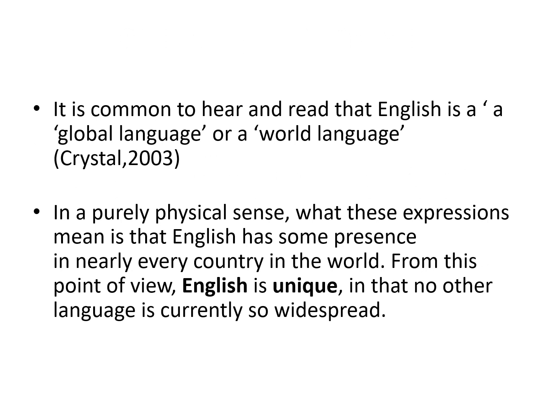It is common to hear and read that English is a global language or a world language. Crystal defines it in a purely physical sense. What these expressions mean is that English has some presence in nearly every country in the world. From this point of view, English is unique. English is omnipresent, meaning we can see it everywhere. Although this is based on the exaggeration we discussed in our previous slide, there are some exceptional cases, some areas, lands, provinces or places where English is not in the scene. We cannot see the English language over there. However, the overall impression is there: English is everywhere, and no other language is currently so widespread.